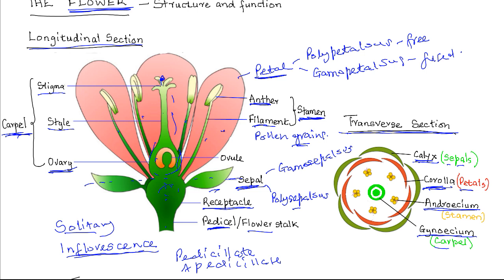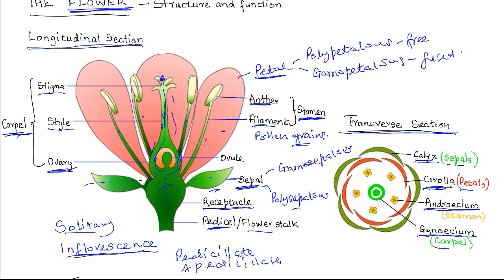The style, on the other hand, supports the stigma in the best position for pollination. That is the style. It also provides passage for the developing pollen tube and also nutrients that enable the pollen tube to develop and thereby convey the male gametes to the ovary.